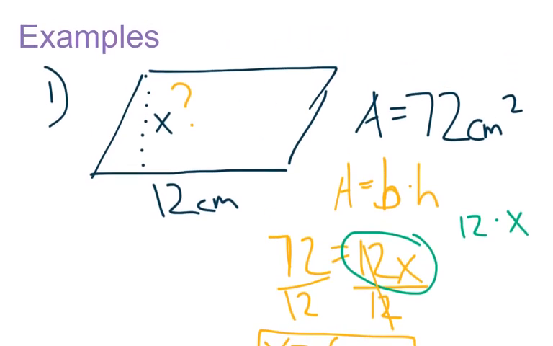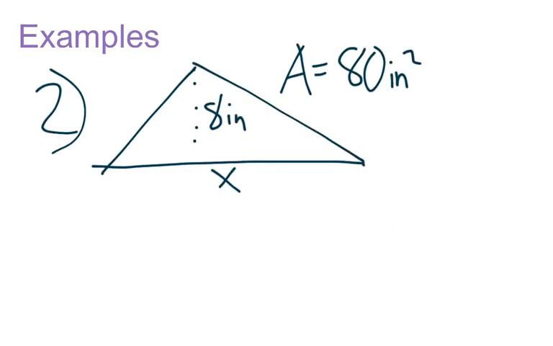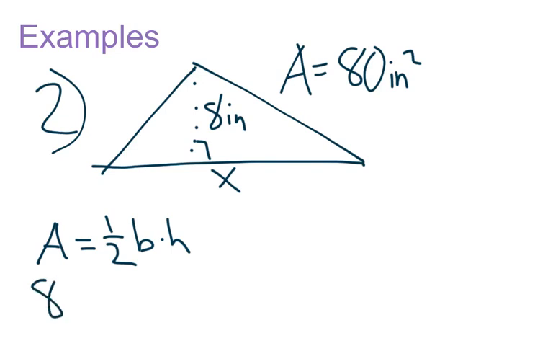Let's take a look at one involving a triangle, because we've got a fraction there. Here's a triangle. It has a height of 8 inches. Its base is unknown, and its area is 80 square inches. What's going to be tricky with a triangle is that its formula involves a fraction. The biggest piece of advice I can give you is to take your time with this. Don't try to rush it, because when you rush is when you make silly mistakes that can so easily be taken care of.